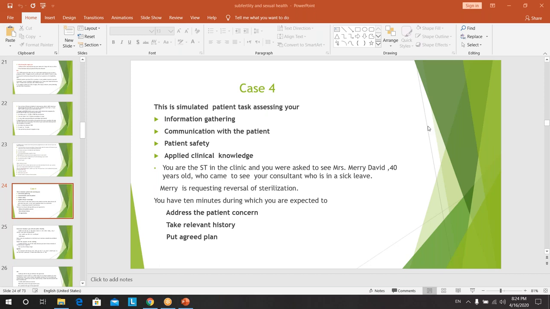Do you deliver normally or by cesarean section? No, all my babies by cesarean section. And when you performed sterilization, since how long? Yes, it was since 10 years, I think, during my last cesarean section.